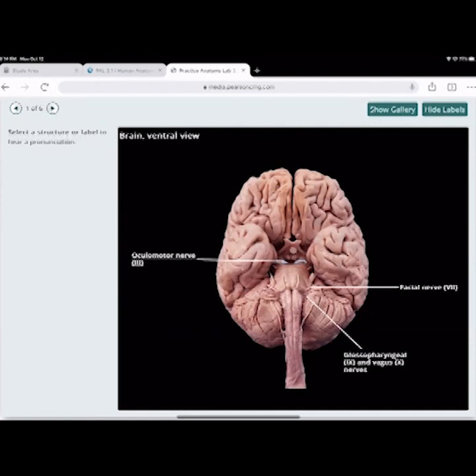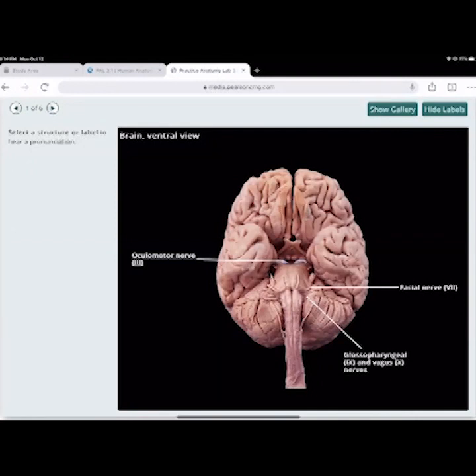Right there, that little circle right there, that's your infundibulum. That's where the hypothalamus connects to the pituitary gland. The infundibulum's right there. That's a real good view of the optic chiasm. Then you see your olfactory nerves, your olfactory bulbs, right here.